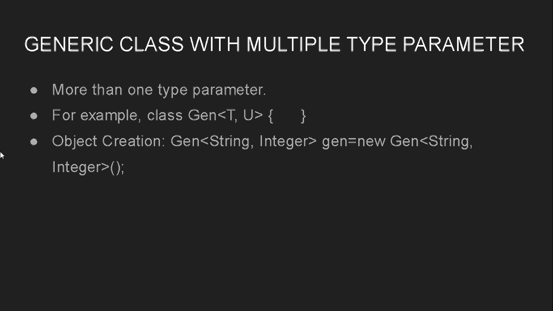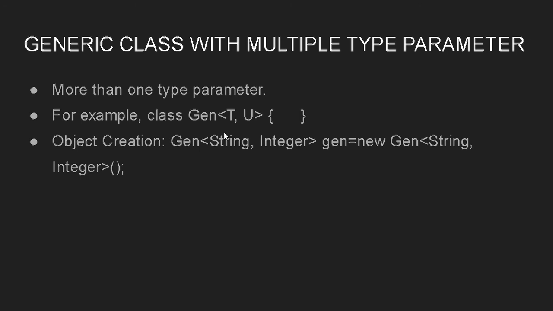All right, then after that, how to create an object of this class? This is also very simple. First of all we need to write Gen<String, Integer>. Actually it is not mandatory to write String, Integer here. As I told you earlier, you can write whatsoever you want to write here, because this is a generic class. The compiler is not at all going to give you any kind of errors.